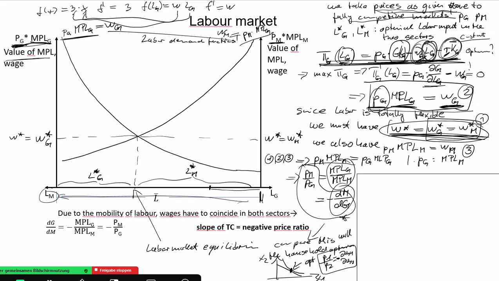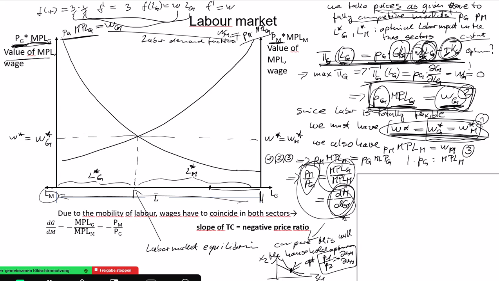And if they have to be equal, then for both sectors we have this condition: marginal value product equals wages. On the right side, the wages coincide. Then this means, very surprising, price ratio in optimum is slope of the transformation curve. And this also you have seen in your micro course. Price ratio equals the slope of the indifference curve in the household optimum.